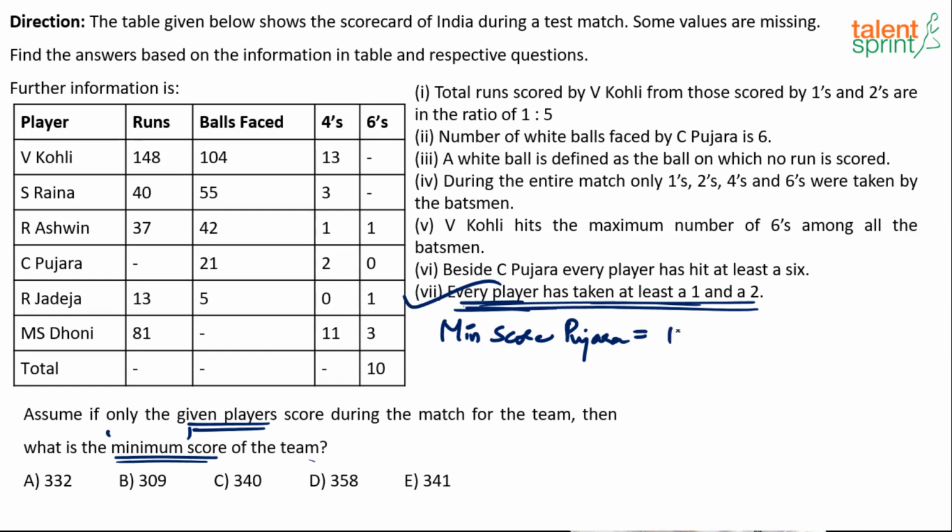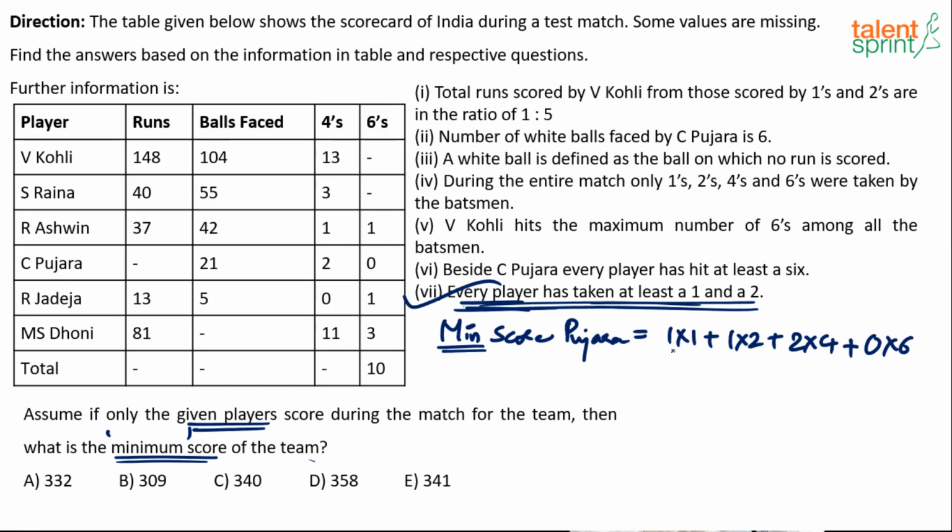Let's assume he has scored only 1 single, plus he has scored 1 two, plus he has scored definitely 2 fours, plus he has scored 0 sixes. 1 single, 1 two, 2 fours and 0 sixes. That will give you the minimum score for Pujara. Why are we considering minimum score for Pujara? Because I want the minimum total, and that can happen only when this is minimum. Everything else is anyway fixed.